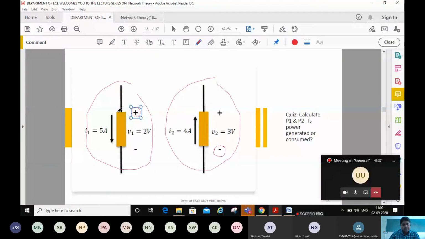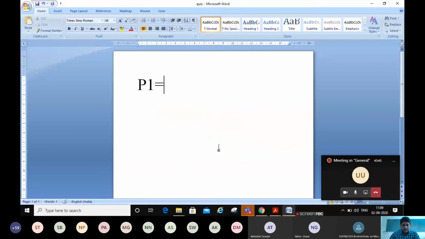Current is entering the positive terminal, so take the current as plus, and voltage is plus 2 volts. So this is going to give us 2 into 5, so that will be plus 10 watts. Plus 10 watts means it is consuming. Don't get confused here. This particular element is consuming the power.